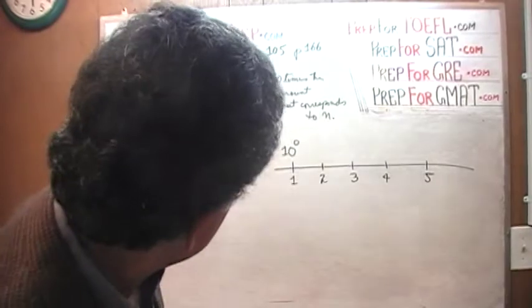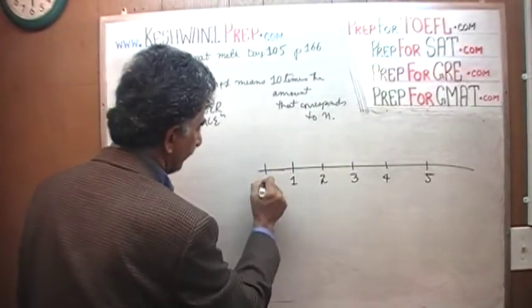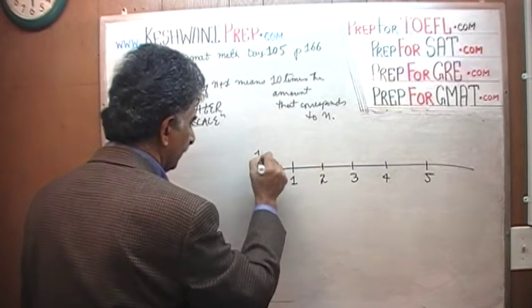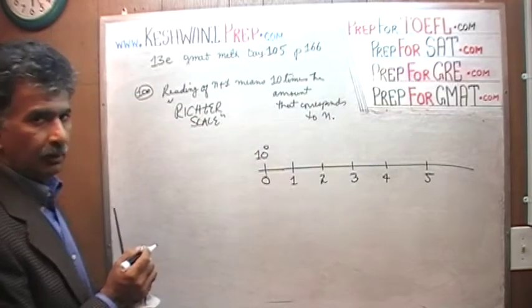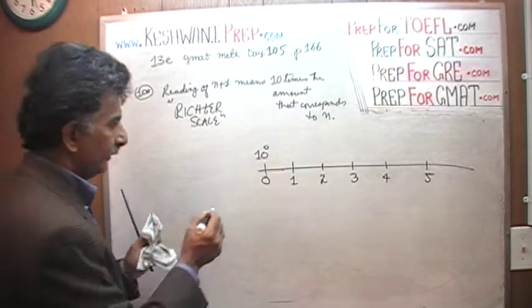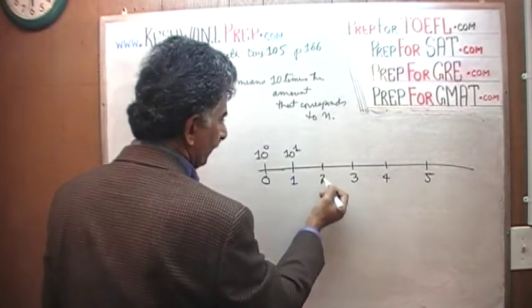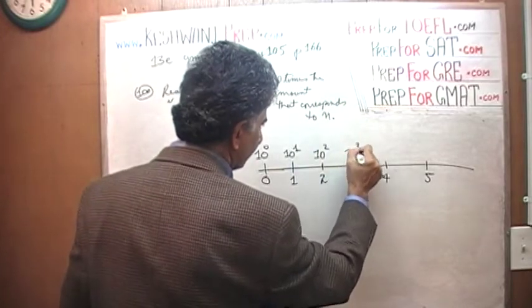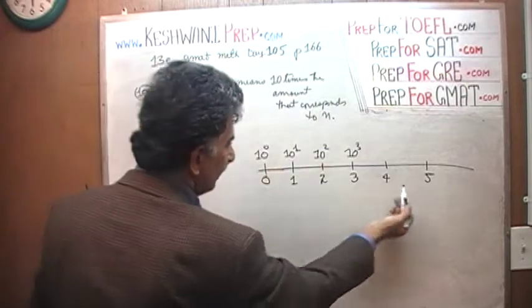I didn't mean to start from here. We have to go one more further here. Here is your 0. Start with 10 raised to 0, which is actually 1. And then 1 here is 10 raised to 1. And 2 here is 10 raised to 2. And 3 is 10 raised to 3. So in the scale it shows up as 0, 1, 2, 3, 4.